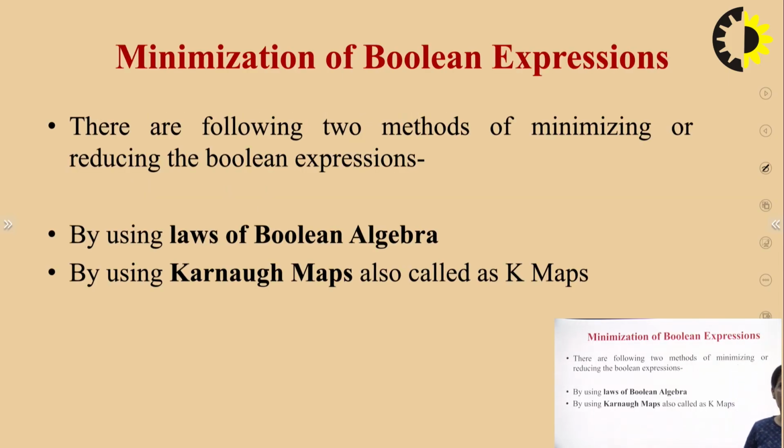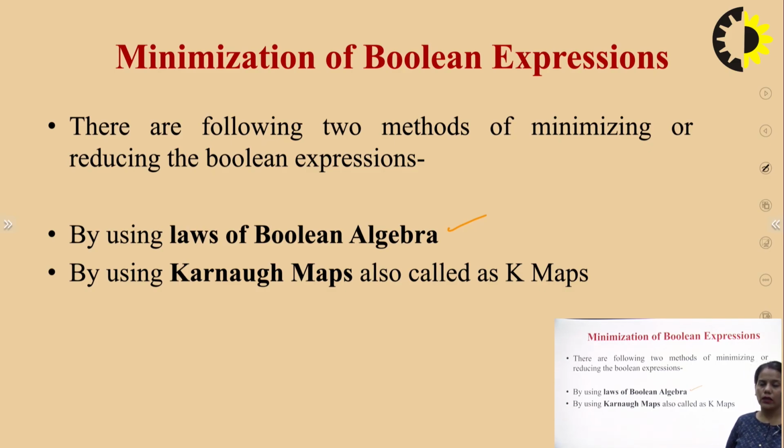So, let us understand that there are two ways to minimize any Boolean expression. First of all, a very simple way, that is, you have to remember the rules. For some it is quite complex, and for some people it may be a bit easy to remember. The first way is by using the laws of Boolean algebra. That is a bit complex, because you have to remember the rules, you have to remember the laws.